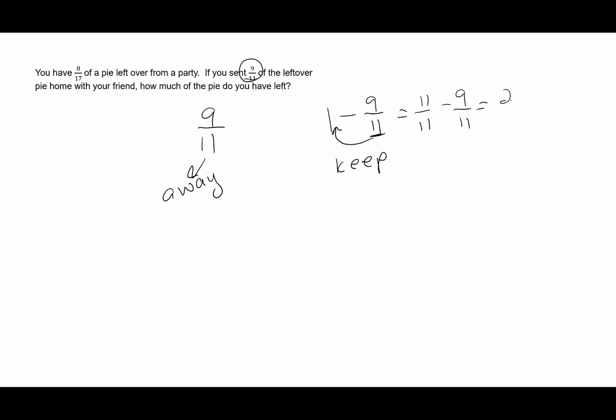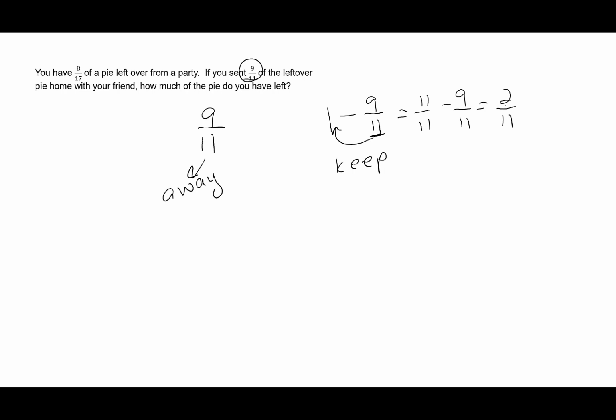You have 8/17 of a pie left over from a party. You send 9 over 11 of the leftover pie with your friend. How much of the pie do you have left? So start with the 9 over 11. This is what I'm going to give away. So I have to say, what am I going to keep? So I do 1 minus 9 over 11. This will be my keep. Remember where I say 1 is 11 over 11. So whatever this number is, that's how I write my new fraction, which is 2 over 11.